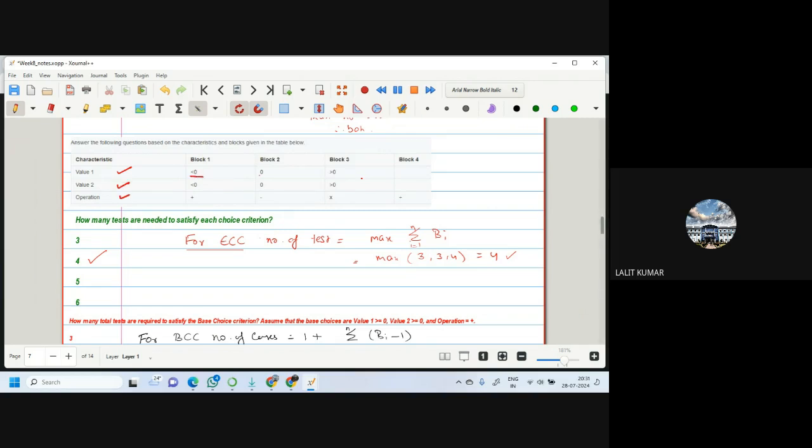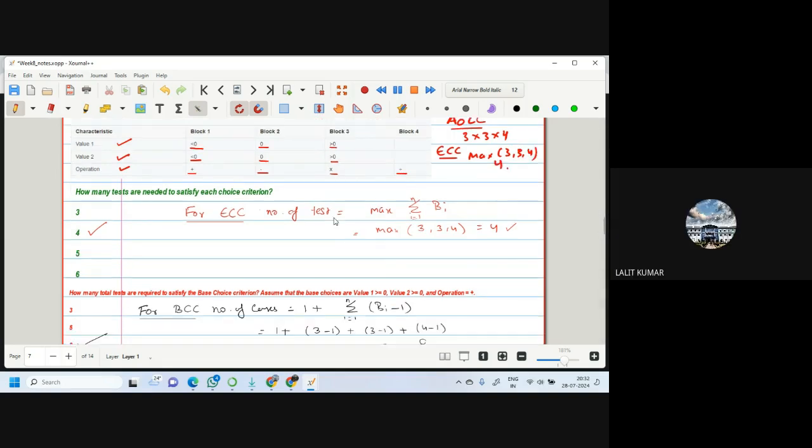Number of partitions 1, 2, 3. 1, 2, 3. For this, the partitions are how many? 4. 1, 2, 3, 4. Clear? So for AOCC it will be 3 into 3 into 4. For ECC it will be the max of this. So max of 3, 3, 4 is 4. Right. Clear.